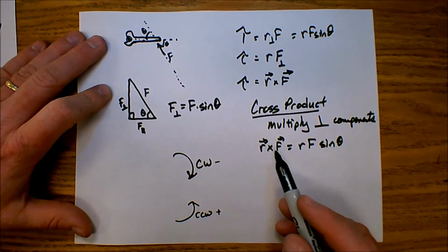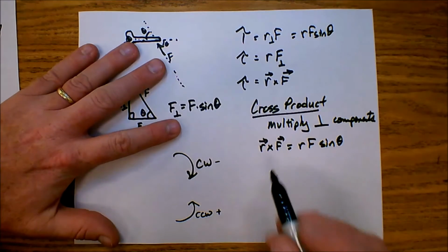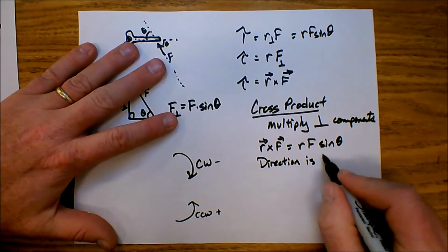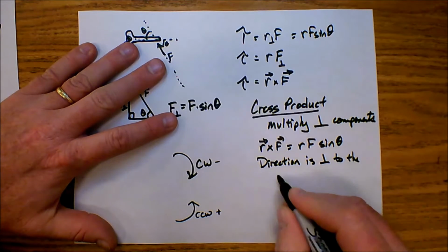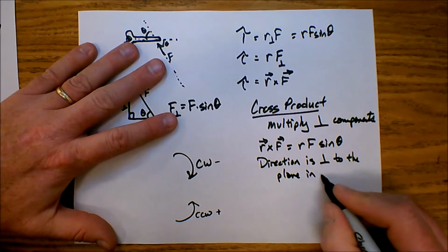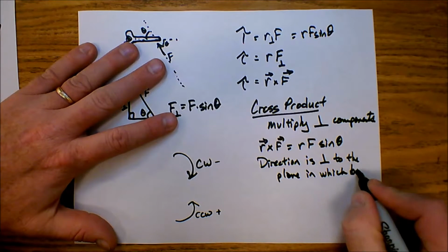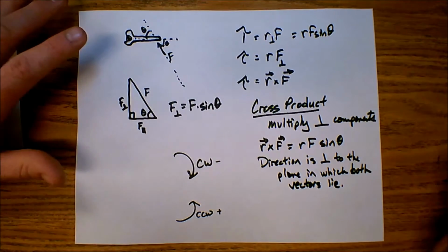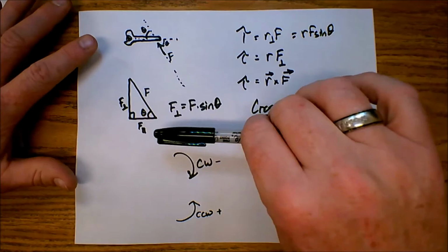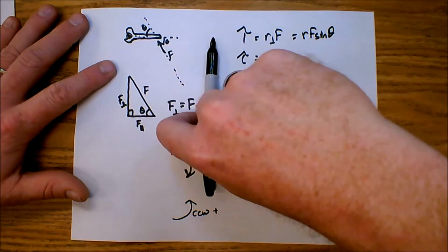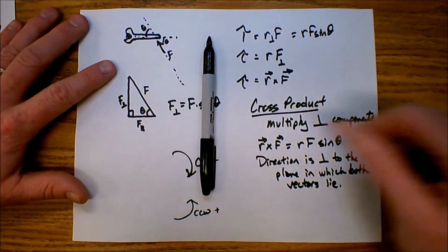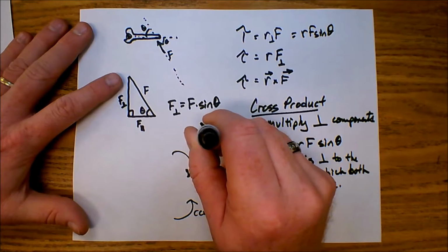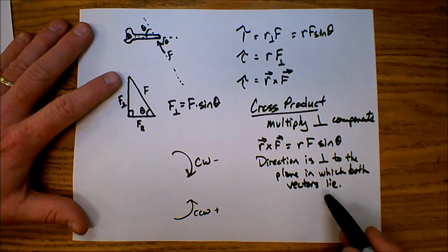Now, when you cross product these vectors, R cross F, an interesting thing happens. The direction of the cross product is perpendicular to the plane in which both vectors lie. For example, if I have a force vector that's horizontal and a radius vector that is vertical, then what's perpendicular to this plane is the one that's coming straight out like this. And so perpendicular to the plane, that is the direction of the cross product vector.